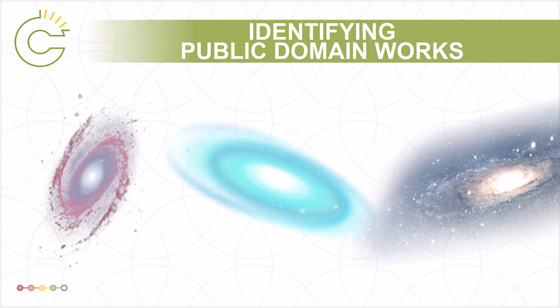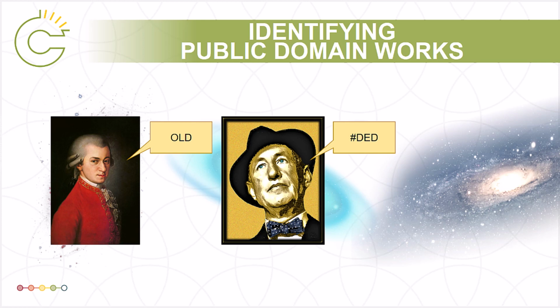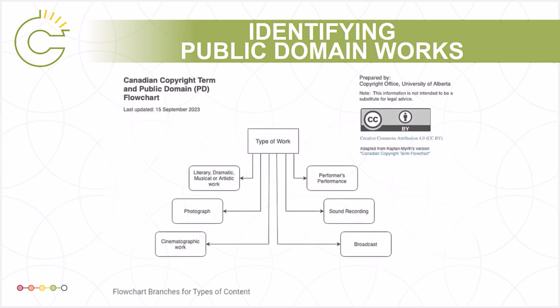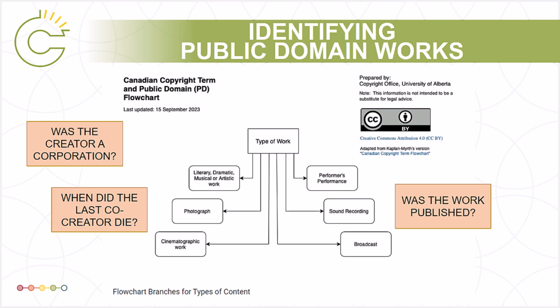While it can be easy to identify very old works, works with a single known creator with a known date of death, or works that have a CC0 designation as being in the public domain, for other works it can be challenging to determine whether the copyright term has expired. To make these determinations, you will need to know whether the creator of the work was a corporation, and if there were multiple or anonymous authors or composers, when the last co-creator died. Whether or not a work was published and when can also be important. Tools like this flowchart can help determine whether or not a copyright term in a work has expired.